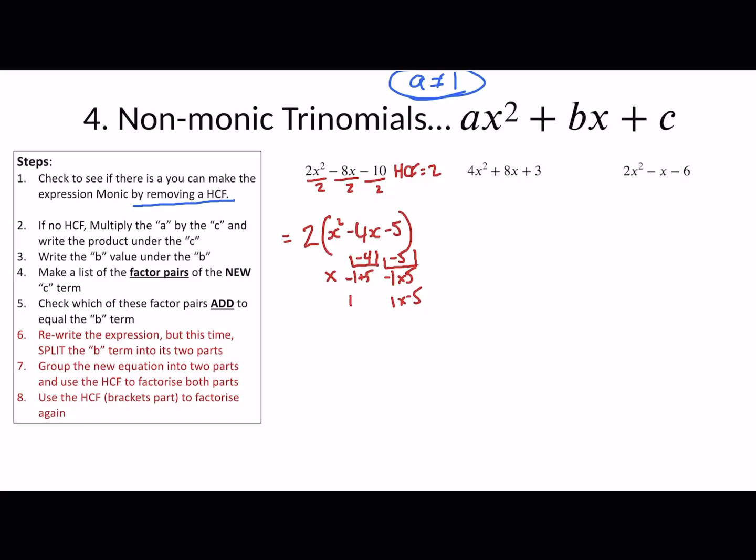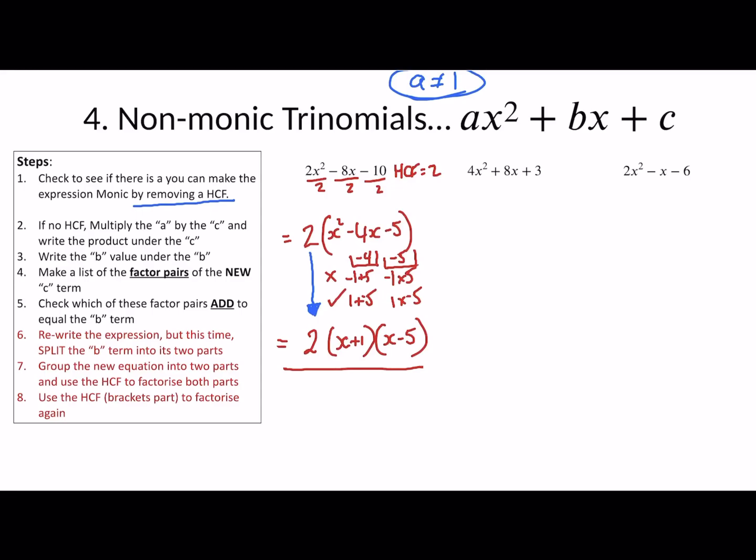1 plus negative 5 over here is negative 4. Yes, that's the one we want. So, in our brackets, we're just going to have x plus 1, second bracket, x minus 5. Now, don't forget to put the 2 back. That 2 we pulled out the front is still out the front. There's our trinomial factorised. Second one, 4x squared plus 8x plus 3.